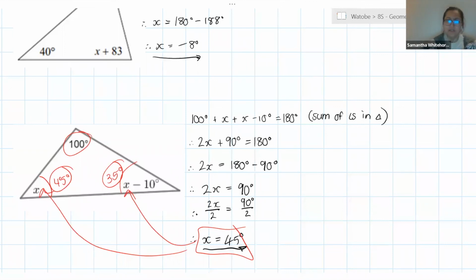Yours is absolutely fine. All Tefo did that's different to you is he simplified each side first, but your way is 100% correct as well. So absolutely full marks.